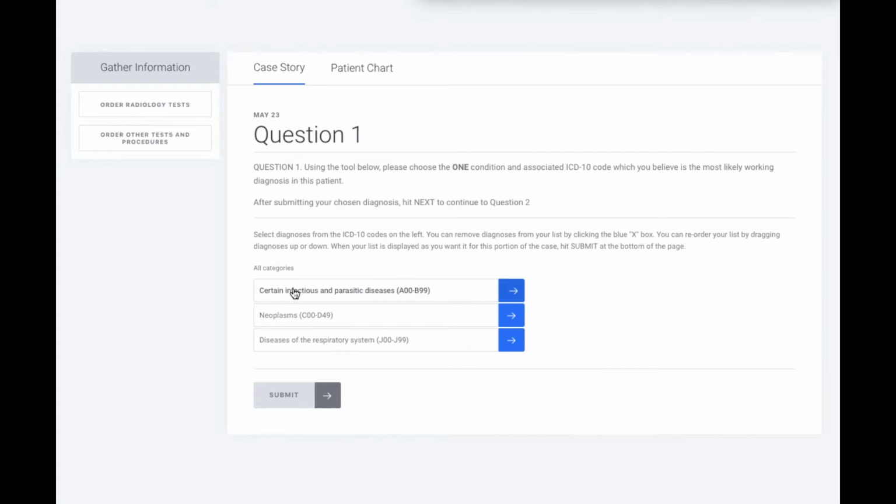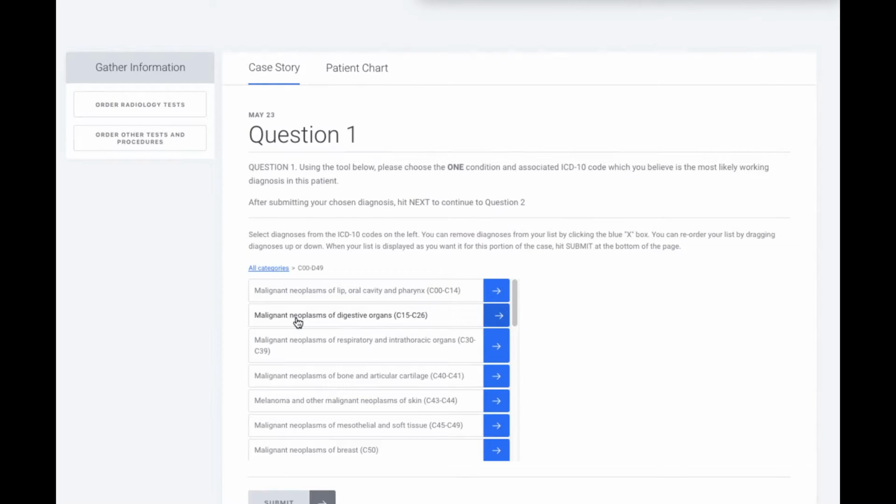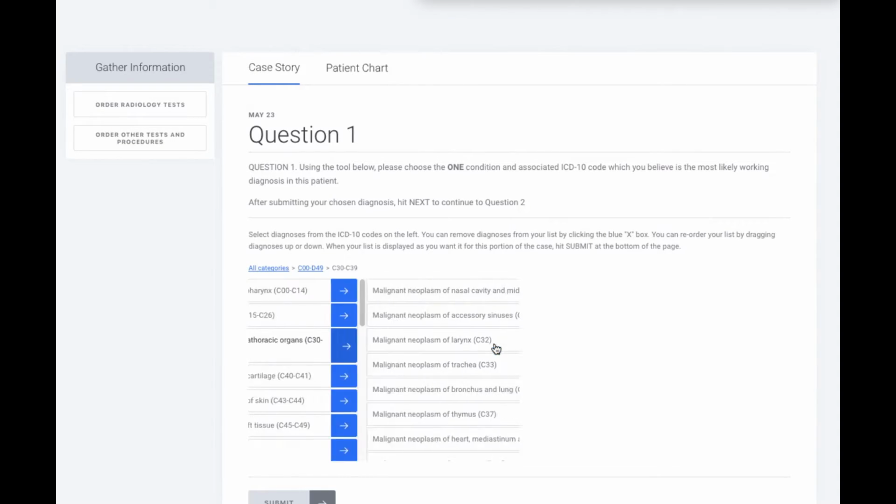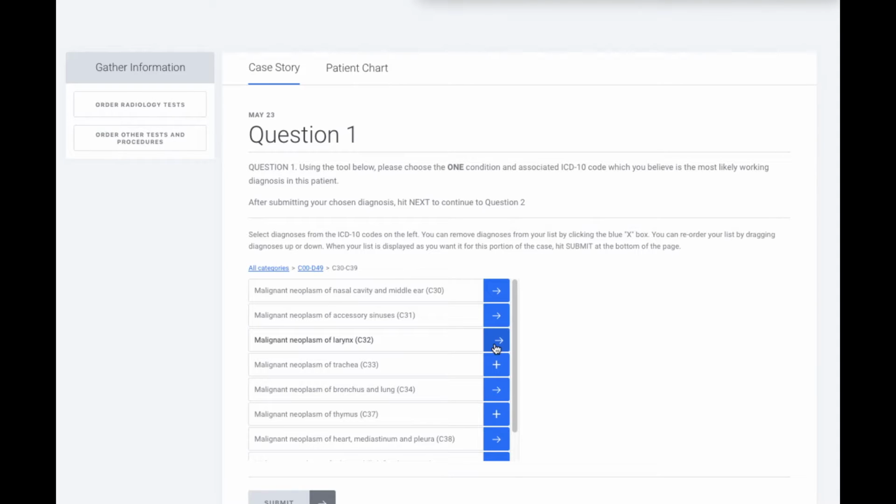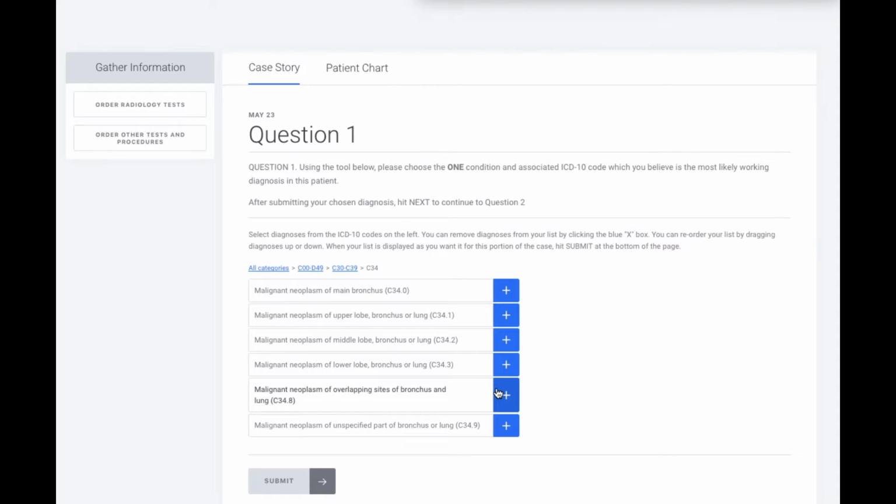The first question the patient is asked is, what do you think the diagnosis is? And to answer this, they use an ICD-10 based system that Discourse developed, which allows them to start with neoplasms and work their way down to what they think the specific diagnosis is in this case.